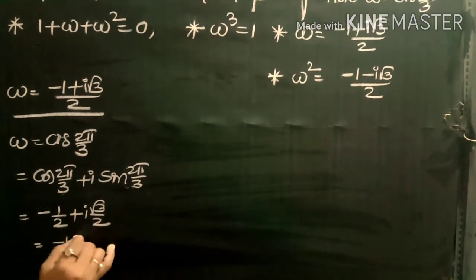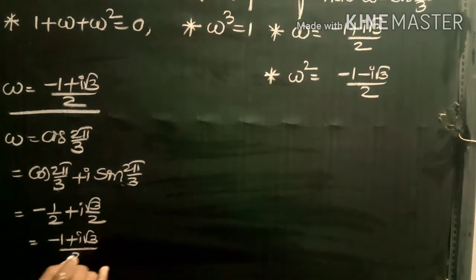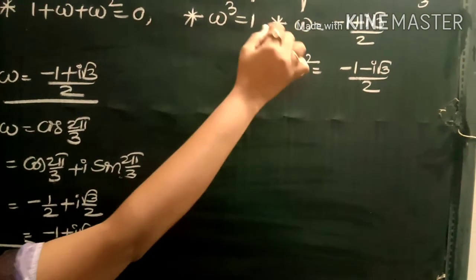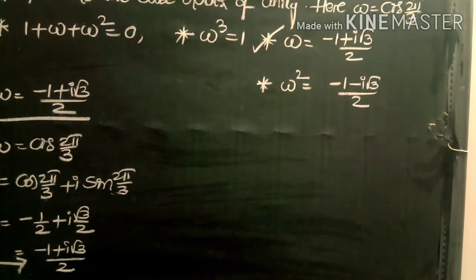Now this is equal to minus 1 plus i root 3 by 2. So omega is equal to minus 1 plus i root 3 by 2. That is the first result.